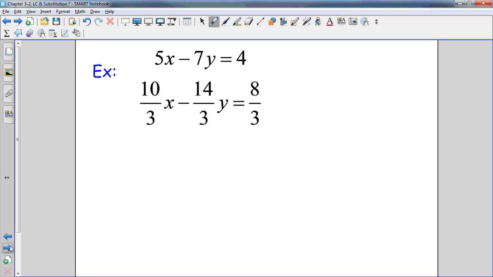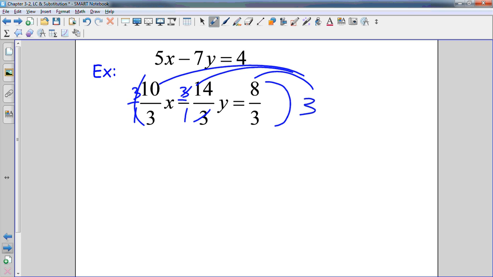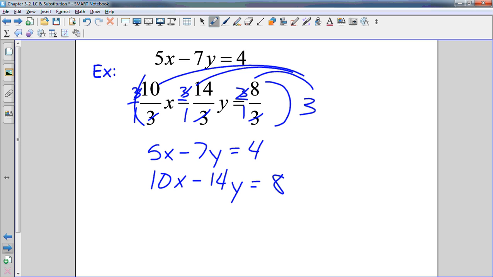Now, this gets ugly. Very ugly. I don't want to deal with fractions. Multiply it all by 3, please. What's going to happen? I'm going to get 3 over 1 in here, and they're going to cancel out. Heck yeah. So I have 5x minus 7y equals 4. The top equation, I have 10x minus 14y equals 8. Much better. Remember when we did that? Spent so much time, you guys hated it? This is why we did it. Now you can do this and make nice, pretty things.